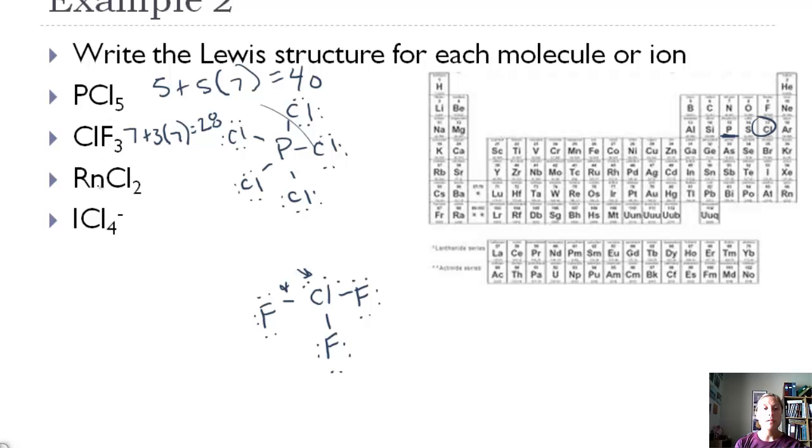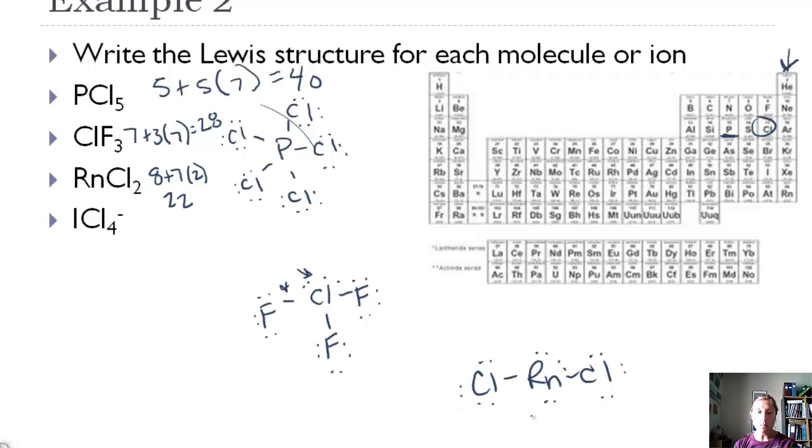If we look at the next one, radon and chlorine, radon is a noble gas, so it's got 8 plus 7 times 2, which is 14, so 22 electrons. So Rn, Cl, Cl, let's do all of our lone pairs: 2, 4, 6, 8, 10, 12, 14, 16, 18, 20. Now everything has its octet satisfied, but we have a total of 22 to work with, so I'm going to add an extra pair onto radon, and so it's got 3 lone pairs and 2 bonded pairs. So let's look at our last one.